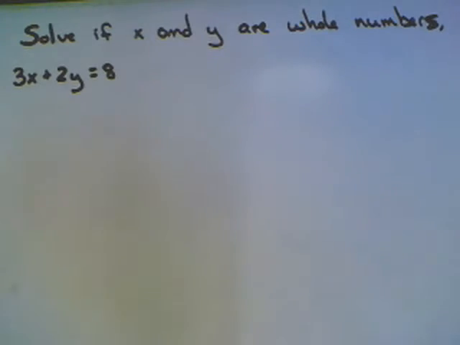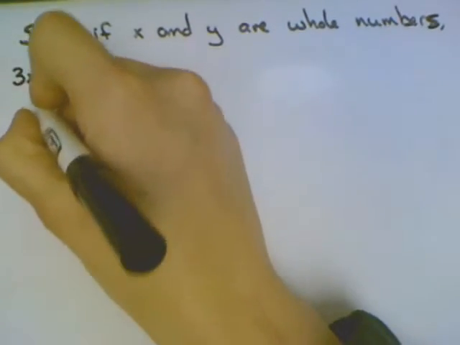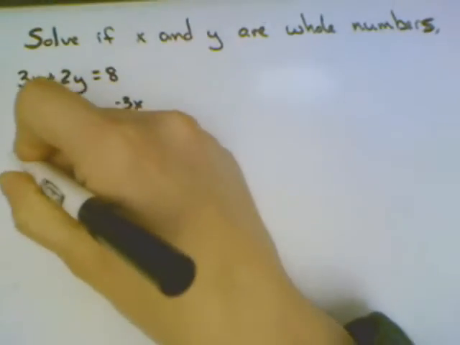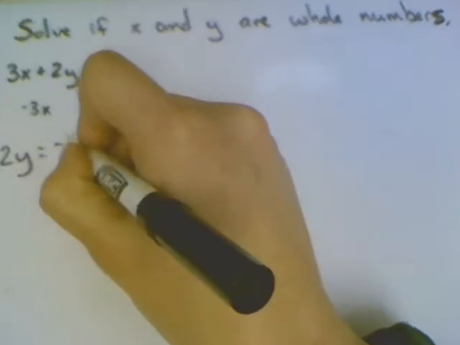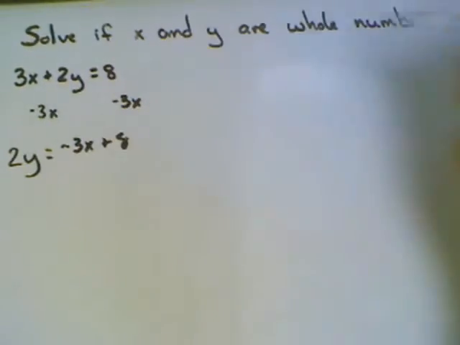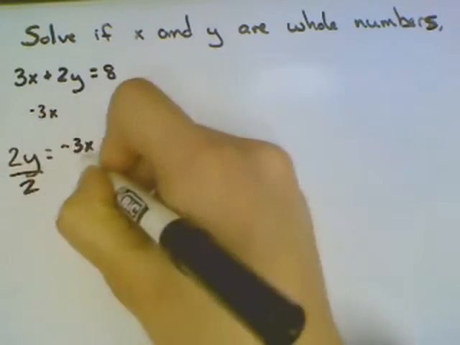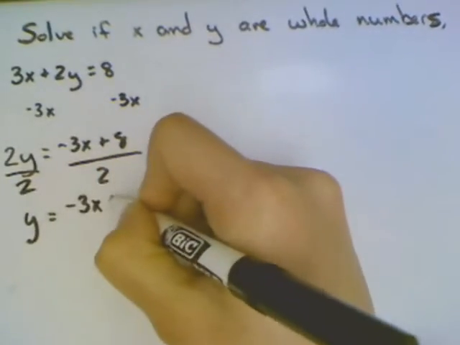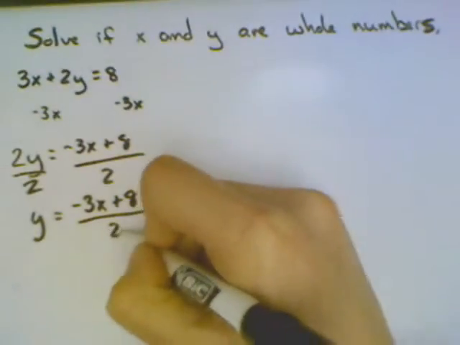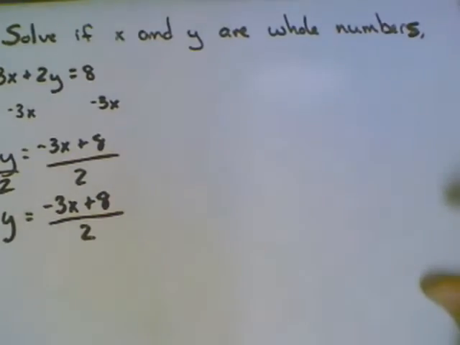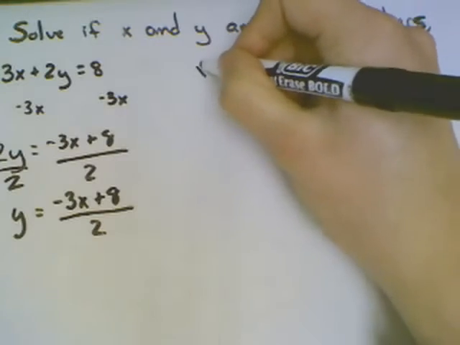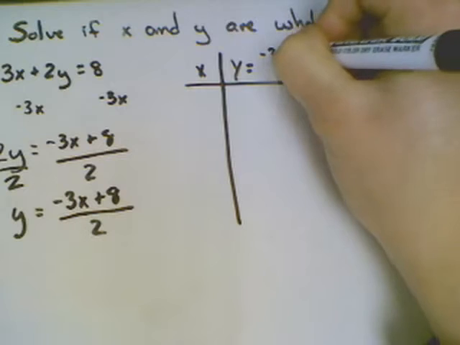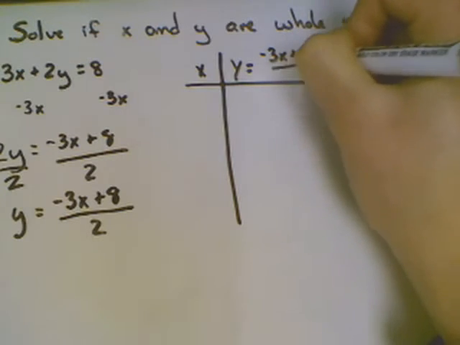Here's another example. First step, solve for y. I'm going to subtract 3x from both sides so that I get 2y equals negative 3x plus 8. Then I'm going to divide both sides by 2 so that y equals negative 3x plus 8 over 2. This is what I'm going to use to set up my table. So I start with my x column. Y is equal to negative 3x plus 8 over 2.